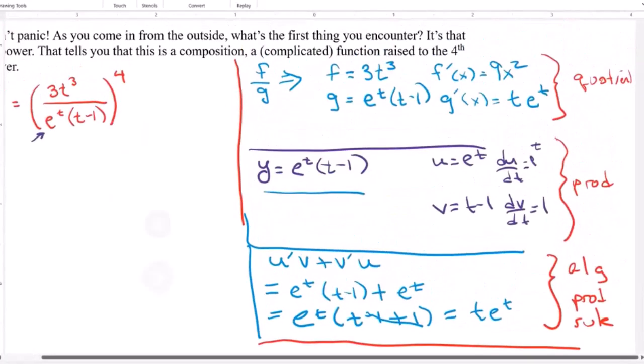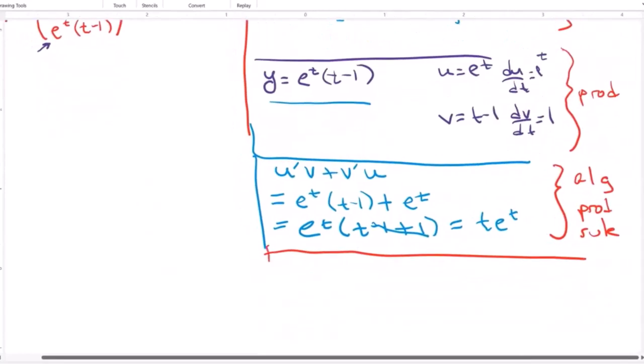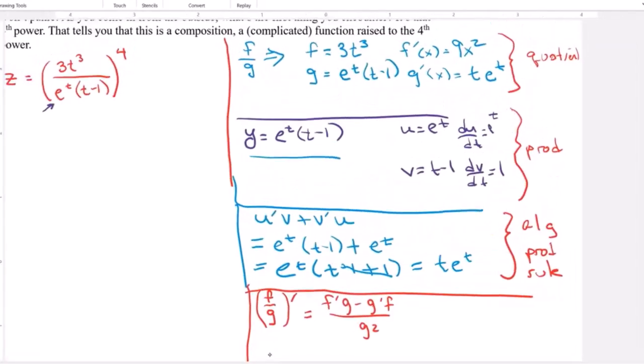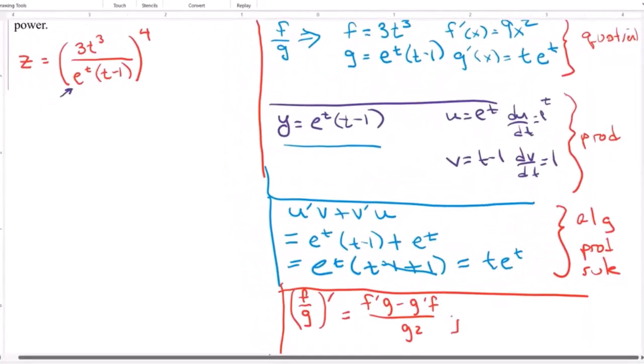So now we have f over g, and we want to find the derivative of that. That would give me the derivative of my inside function, wouldn't it? So let's see what we get. Well, we have a quotient rule. f prime g minus g prime f over g squared. I go back up here and I just simply plug things in.